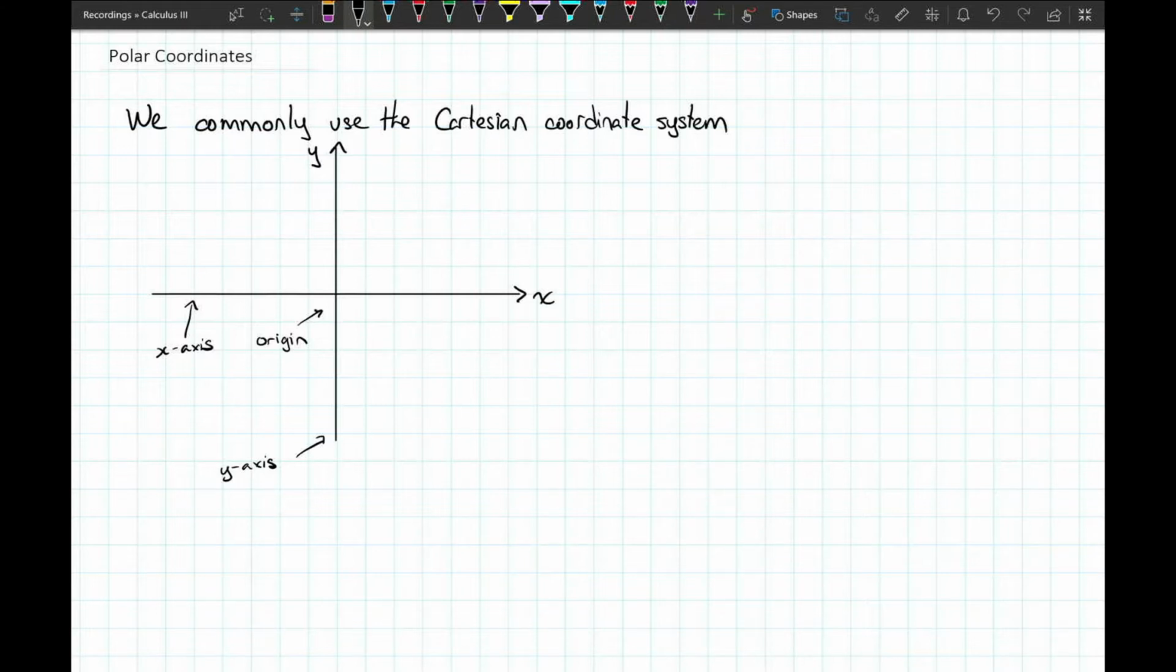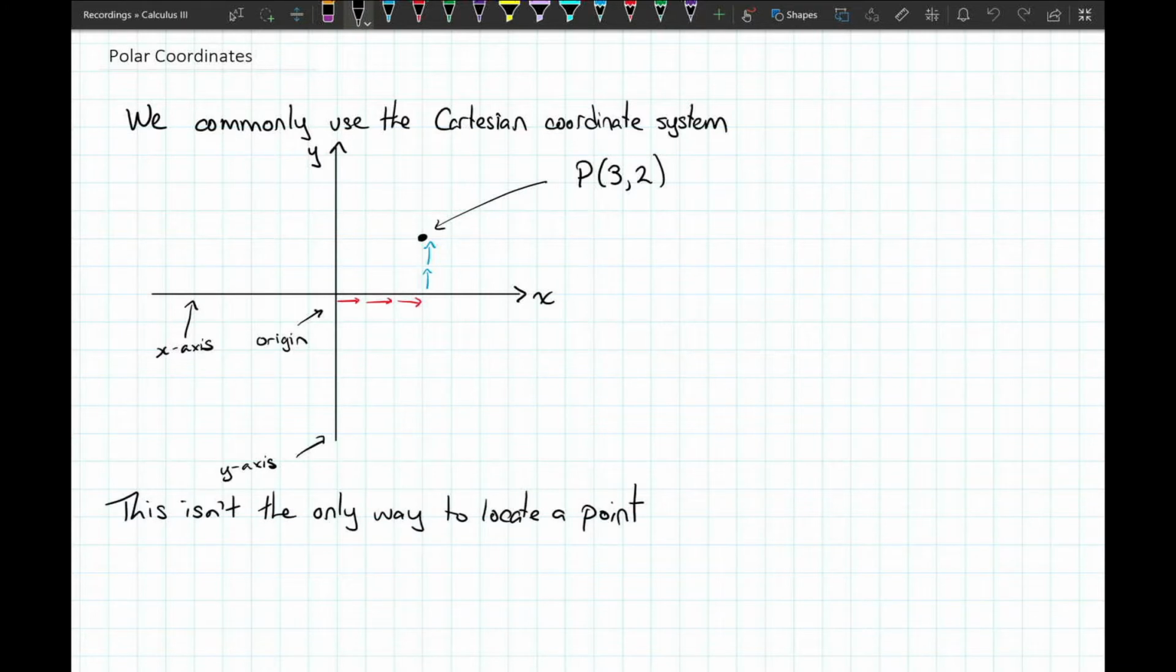So let's suppose I have the point P at the coordinates 3, 2. That 3 means that we have to travel 3 units in the positive direction for x, and the 2 means that we have to travel 2 units in the positive direction for y. And that gives us our brand new point. Now see if you can think of another way so that we'd be able to locate a point. We don't need to travel simply right, left, up, or down. Instead, we're going to come up with this new system called polar coordinates.